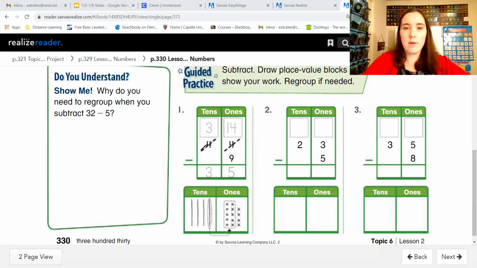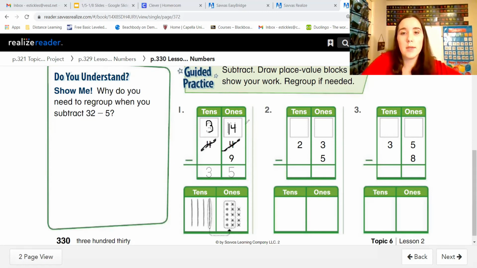So we're going to cross off our 4 tens and we're going to make it into 3 tens because we're regrouping one of those. And when we take 1 ten like they did down here and we bring it over to the ones, now we're going to have the 10 ones plus the 4 we started with, which would be 14 ones. And we're going to cross off that 4 because now we don't just have 4 ones, we have 14 ones.